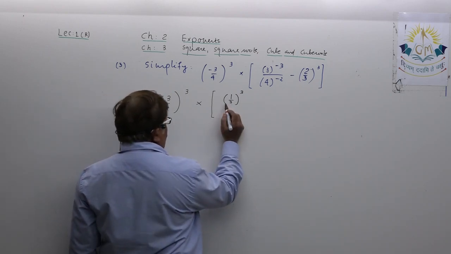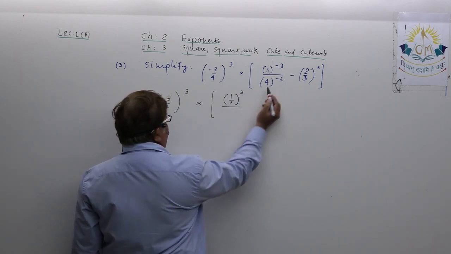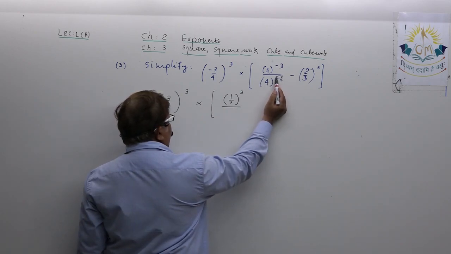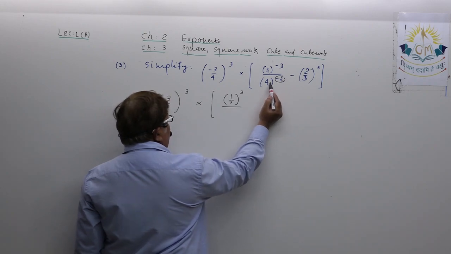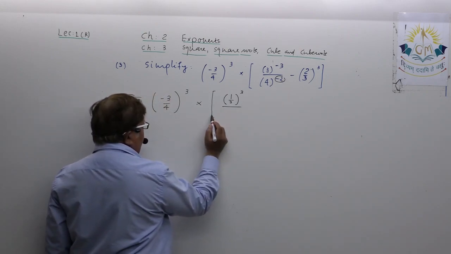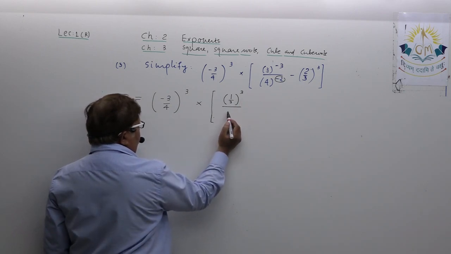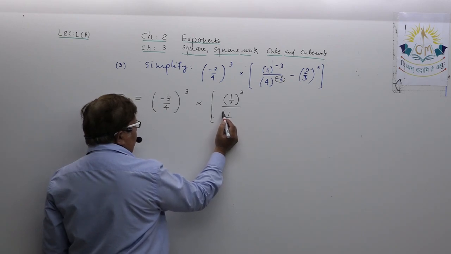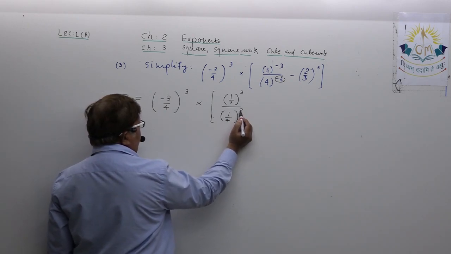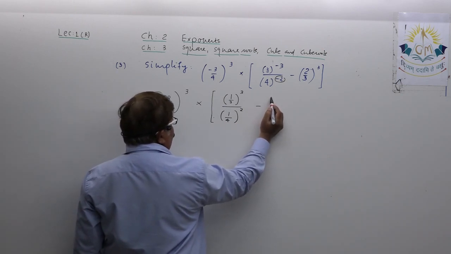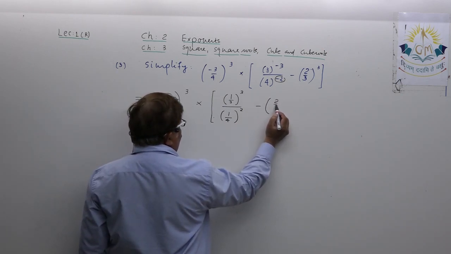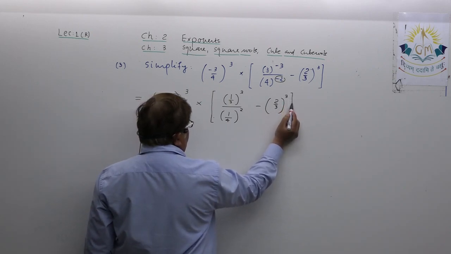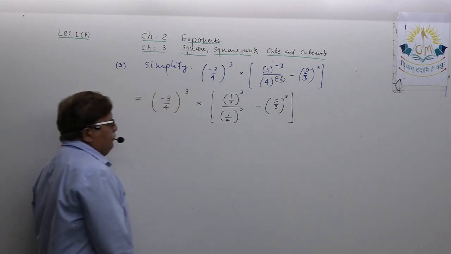Now, suppose I want to evaluate this. Because the power is negative, I have to reciprocalize the base. Base is 4. I have to write 1 upon 4 raised to 2. This one I am keeping intentionally as it is just for this particular step. Is this clear in your mind?